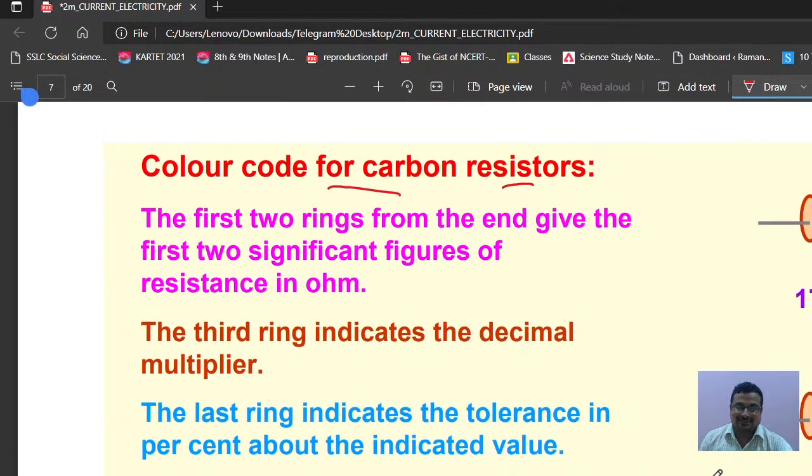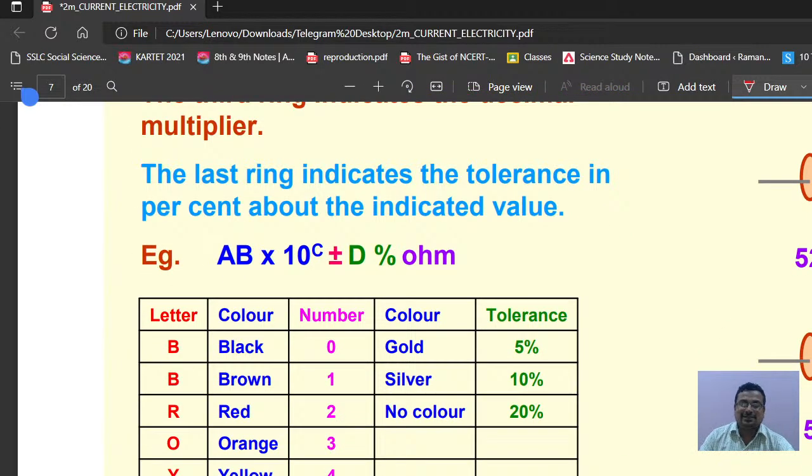By seeing the colors. There is a very easy sentence, my dear friends, with which you can easily remember the colors and numbers. That sentence is nothing but B.B. Roy of Great Britain has very good wife. So here BB Roy. How many colors? Nine colors. Great Britain has very good wife.